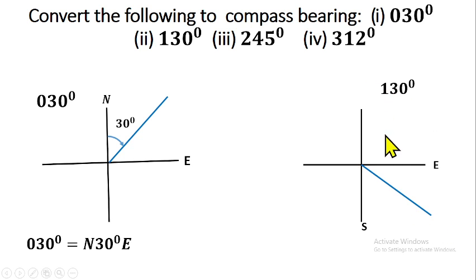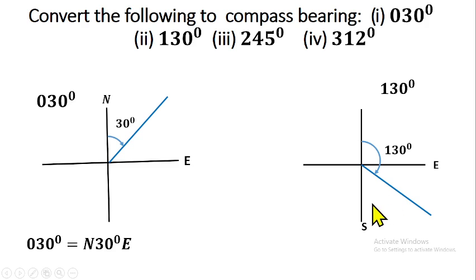Then I'm going to locate the angle. The angle is from the north to this line. So I have from the north to this line, that gives us 130 degrees. So you are taking this angle now to compass bearing. Which angle are we looking for? Is it from here to here, or from here to here?